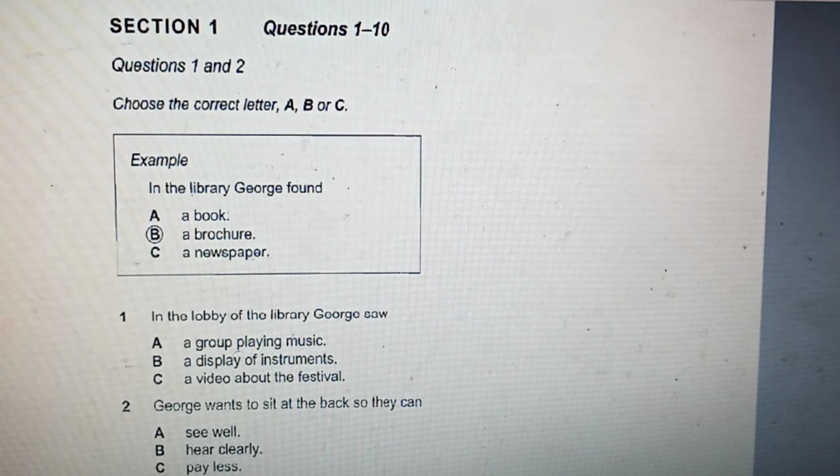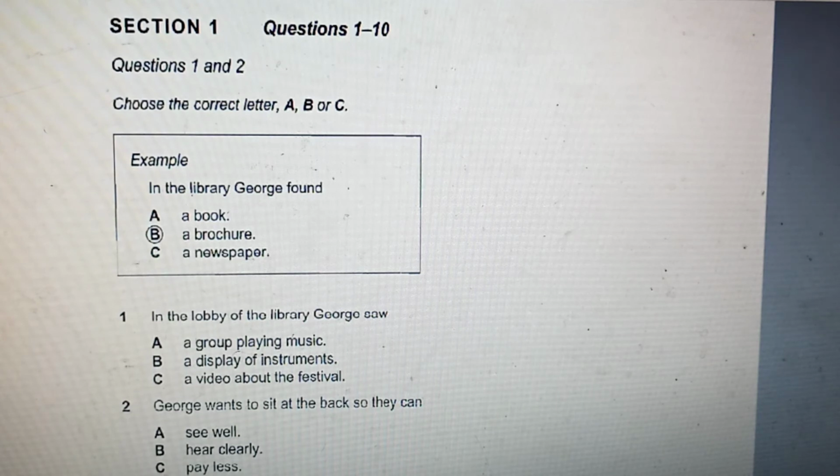The second one, the question now says George wants to sit at the back so they can. What's the answer? You see that the friend suggested that they should sit at the front so that they will do what? Have a good view. Talking about paraphrasing, have a good view. What does having a good view mean? It means seeing well, right? But that is not the answer. That was her own reason.